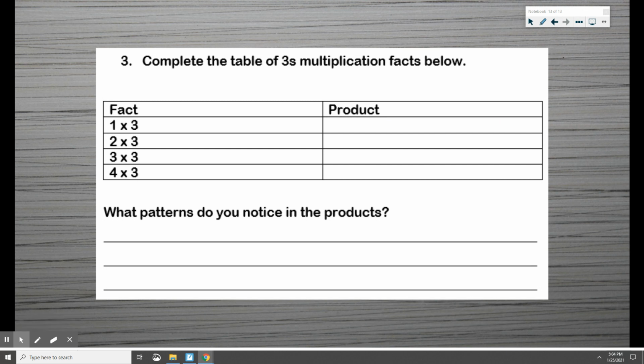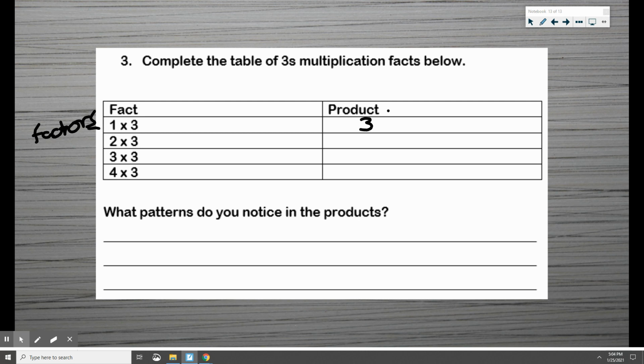All right, number 3 says complete the table of 3's multiplication facts below. So remember the fact and then the product is the answer. So these are my factors, and then I'm finding the product or the answer. 1 times 3 is 3. Anything times 1 is the other number. 2 times 3, I could do 3 plus 3 or 2, 4, 6. Count by 2's, that is 6. 3 times 3 is 9. And 4 times 3 is 12.